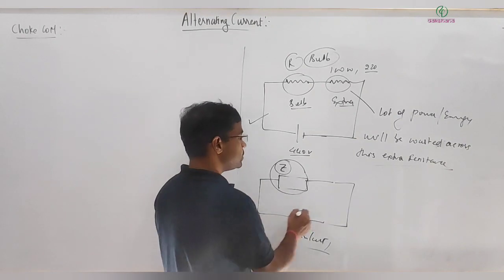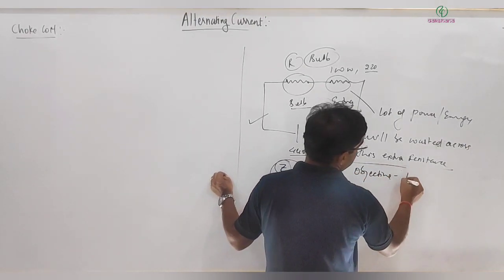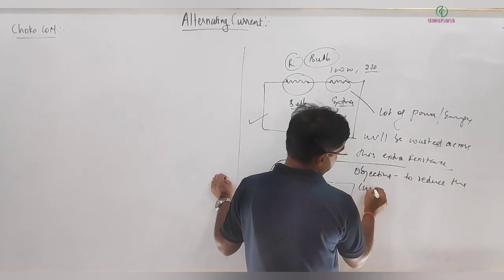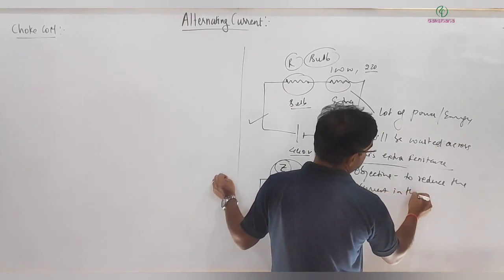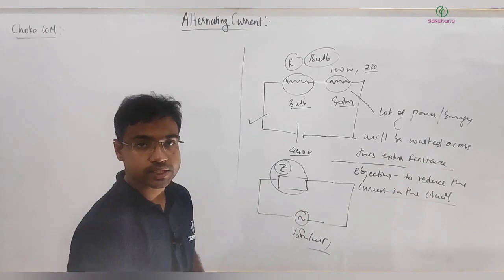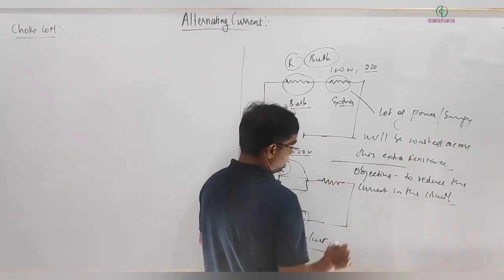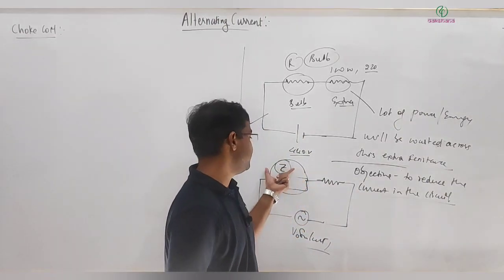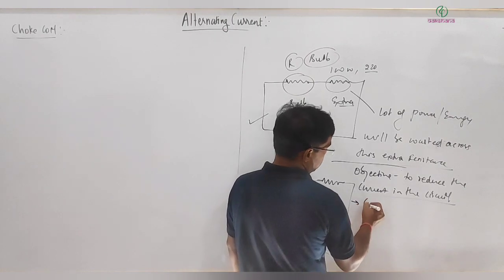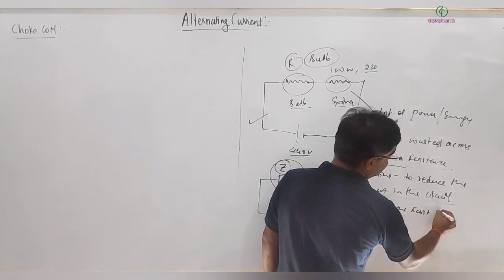But the objective is to reduce the current in the circuit. So what can be done for this case also? Yes, there is an option to connect one resistance. If you connect the resistance, the net impedance of the circuit will increase and the current will reduce. So connect one resistance in series.